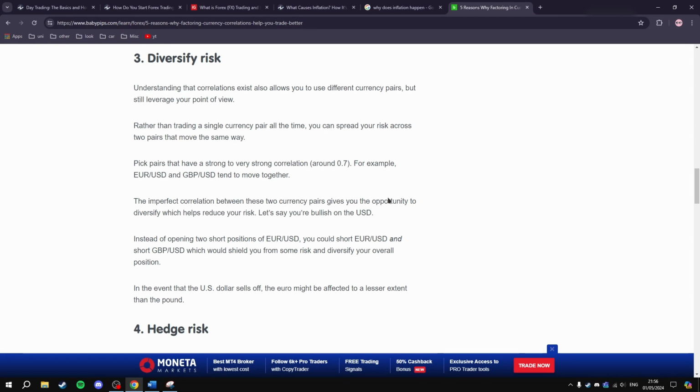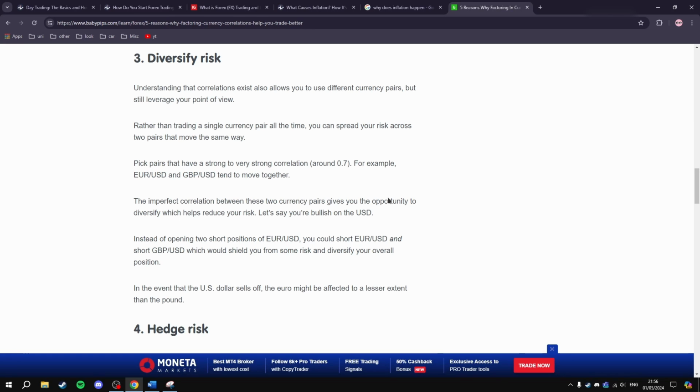So, understanding that correlations exist also allows you to use different currency pairs, but still leverage your point of view. Rather than trading a single currency pair all the time, you can spread your risk across two pairs that move the same way. Pick pairs that have a strong to very strong correlation, around 0.7, for example. Euro USD and GBP USD tend to move together. The imperfect correlation between these two currency pairs gives you the opportunity to diversify, which helps reduce your risk.